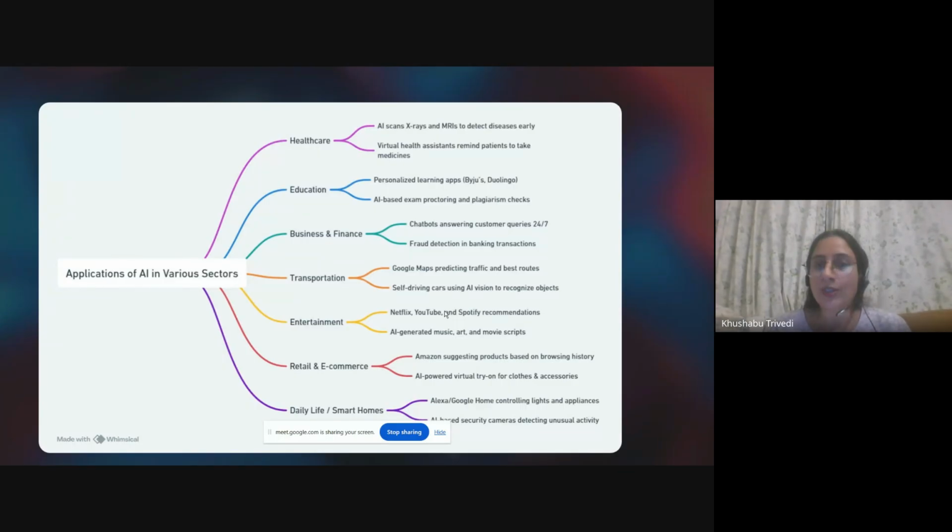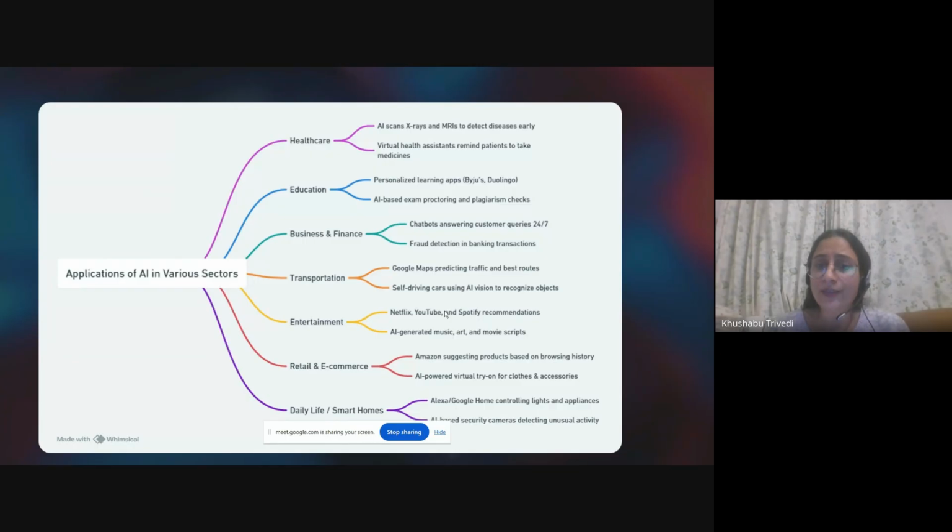Then the education sector, right? Personalized learning apps, from which students can learn in an easier and more effective manner. Then for AI-based exam proctoring and plagiarism checks, we are using Turnitin, which is AI-based. In business and finance, we are using chatbots and fraud detection in banking transactions. In transportation, we are using Google Maps to predict traffic and find the best route, right?